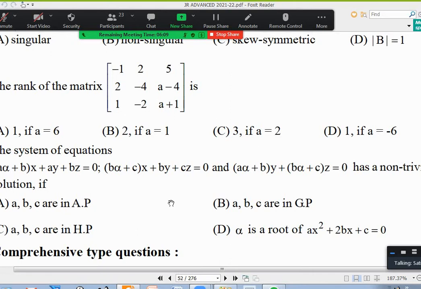Non-trivial solution means it has infinite solutions. That's correct. But what should we do for a non-trivial solution? Delta should be 0. Whenever you want a non-trivial solution, delta should be 0. When you take delta, is there any way that we can easily get option A and option D? Anybody want to comment?